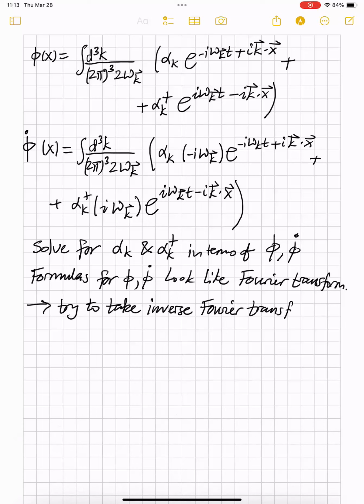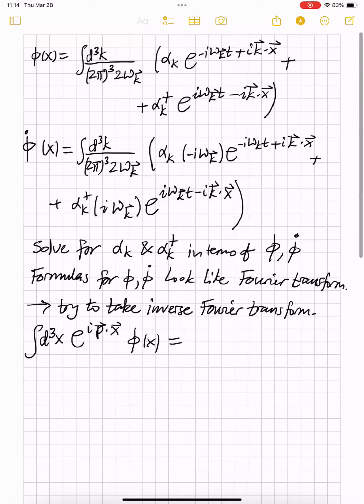Now, I don't know if this is going to work, but the good news is if it doesn't work, we can just erase the equations that we've written and start again. So let's just try it. So what should the inverse Fourier transform look like? Well, it'll be an integral over x, and I'll put here e to the i p dot x and phi of x. Okay. So now let's plug in this mode expansion.